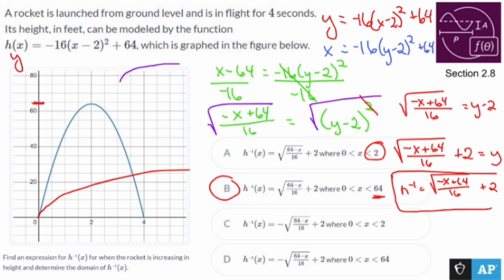So a lot to do there. There was a lot there. Not only did we have to find the inverse, we had to make sure it was positive only, and then we had to make sure that we had the right domain. But we did it, and I'm proud of each and every one of you.